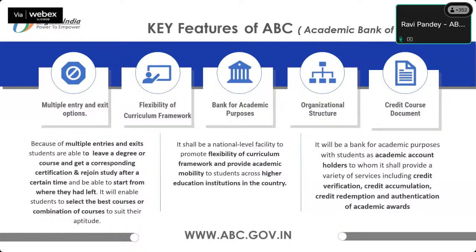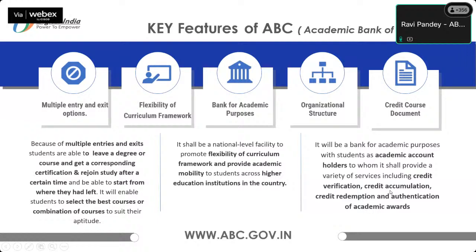And finally, as we discussed, it will be an account. So it will be a bank. It will be a bank for academic purposes, obviously, because the credits will be deposited here with the students as academic account holders, to whom it shall provide a variety of services, including credit verification. So credit verification, since it is being uploaded by the authorized universities or colleges, autonomous colleges, so credits are verified.